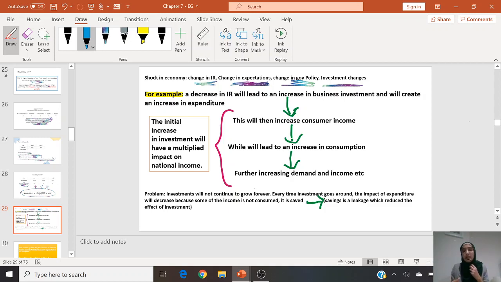But in this context, let's just assume that a lower interest rate is good for a business, because in turn, the person who owns the business itself can easily borrow money from the bank and then invest in their own business, right? This will create an increase in business investment, and this will also create an increase in expenditure. Expenditure is basically just spending.